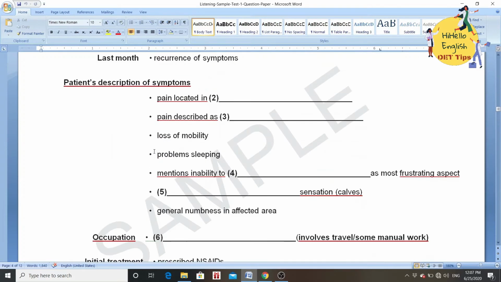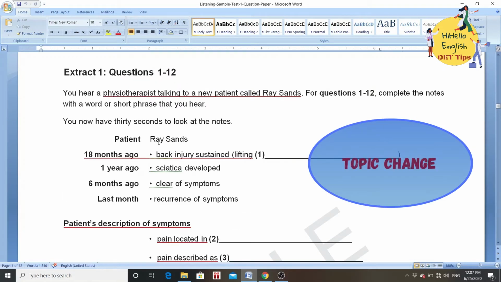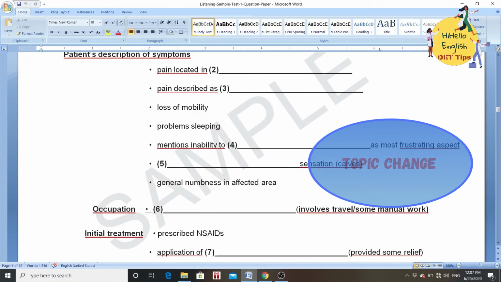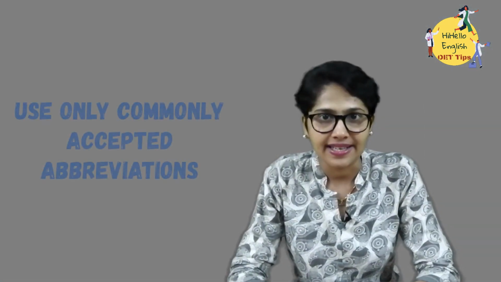One thing I would like to point out here is that if you get a full sentence under a heading, it usually marks a slight change in the topic. However, in this note, there is no such sentence. I just told you for your information. Now, look at some important points you need to know while doing Part A.